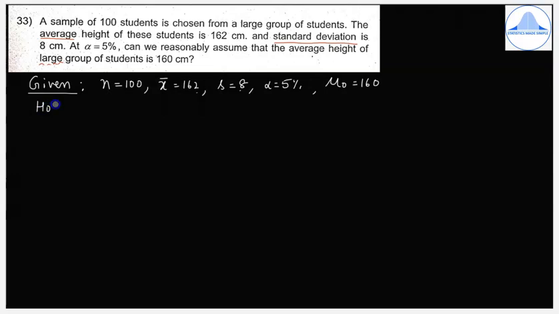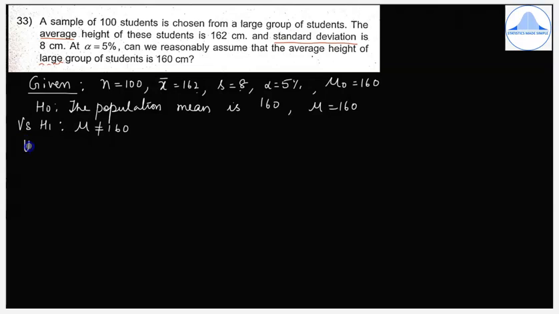So next write H naught. The population mean is mu naught, that is 160. Even if you don't write the sentence, it is fine, but you have to write mu is equal to 160. Versus the alternative hypothesis, it will be a two-tailed alternative. H1: mu is not equal to 160.